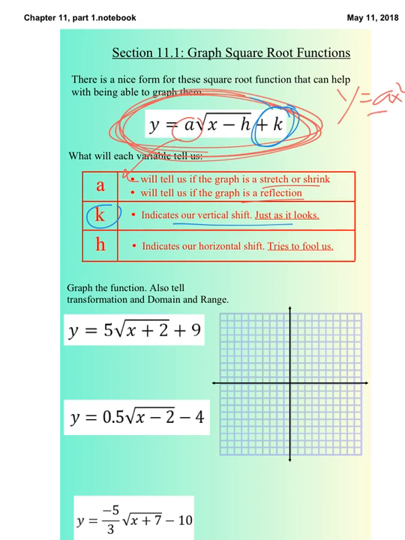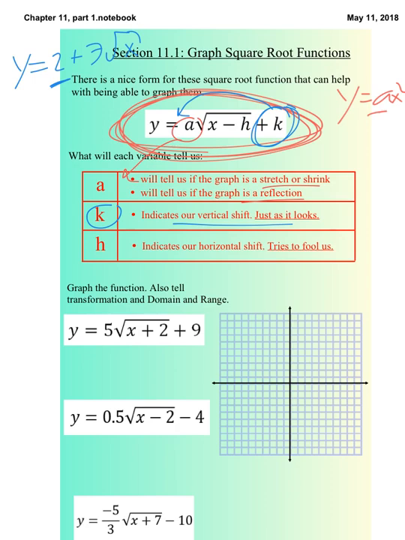Sometimes K actually can appear in front of A as well. Just for example, you could have something like 2 plus 3 square root of x, okay? So K can appear in front of our square root as well. That's totally okay. It's just the constant that's outside the square root. That'll act like our shift up or down, okay?